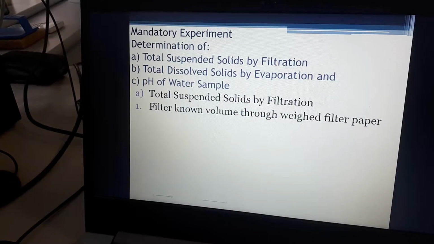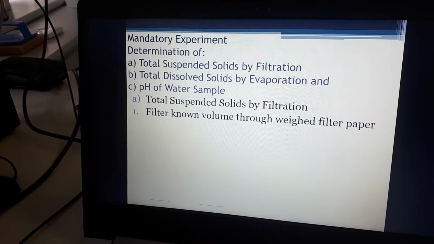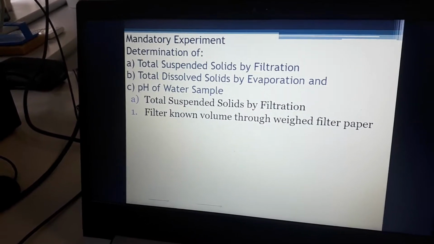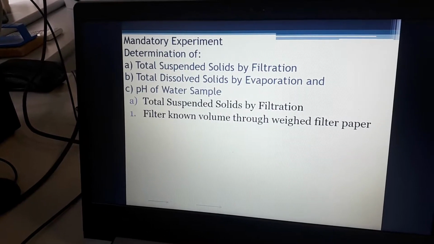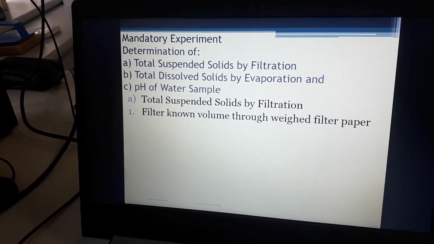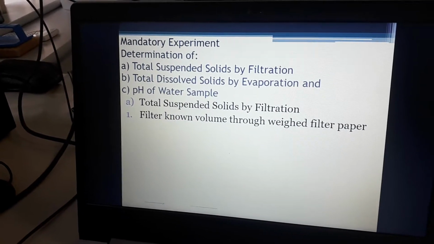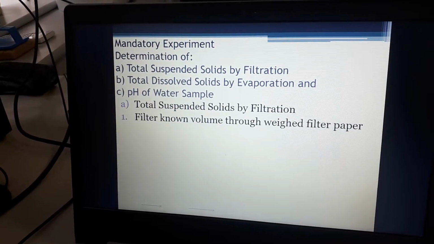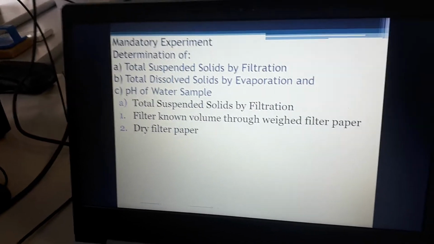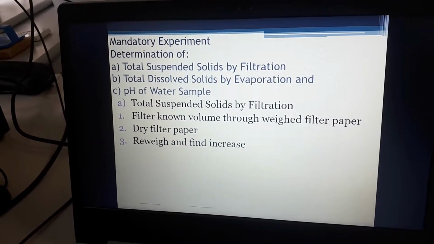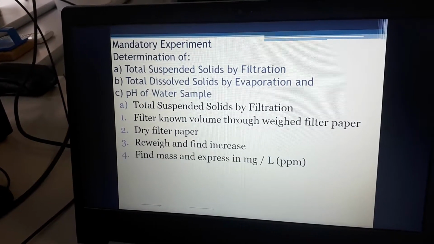So what you have here, there's probably 4 bullet points to each. You have to just learn these 4 bullet points if you're asked for the determination of either one of these. So suspended solids by filtration. Firstly, you have to filter a known volume through weighed filter paper. So you find the mass of your filter paper, you then filter that known volume through the weighed filter paper. You allow the filter paper to dry, you reweigh, and you find the increase that is now on your filter paper.